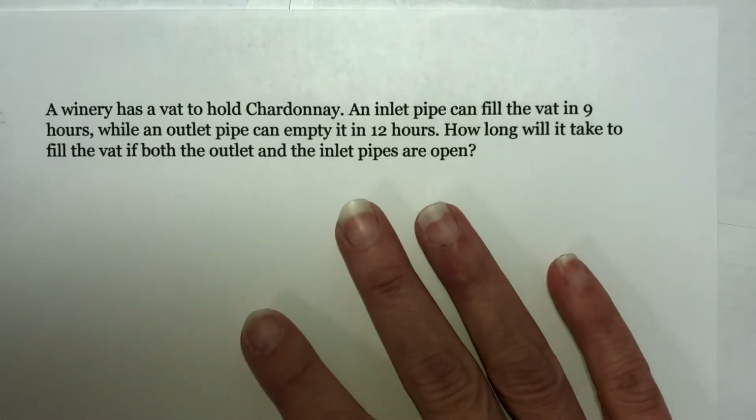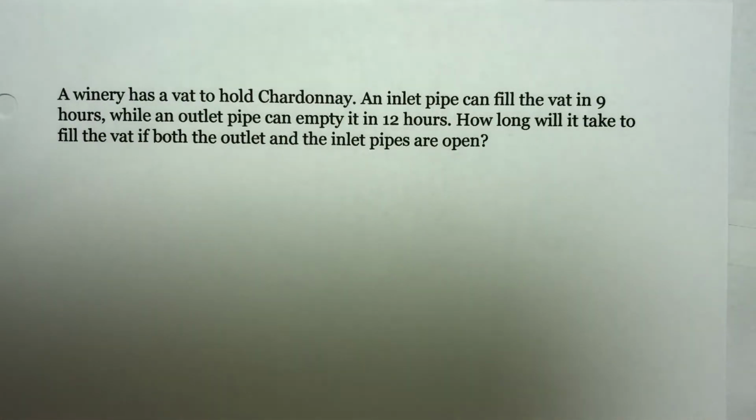A winery has a vat to hold Chardonnay. An inlet pipe can fill the vat in 9 hours, while an outlet pipe can empty it in 12 hours. So you can see that it's filling up faster than it would drain. How long will it take to fill the vat if both the outlet and inlet pipes are open?